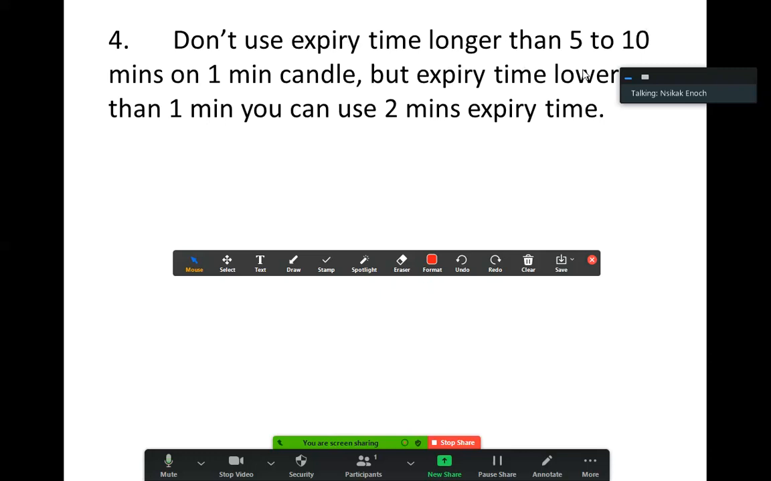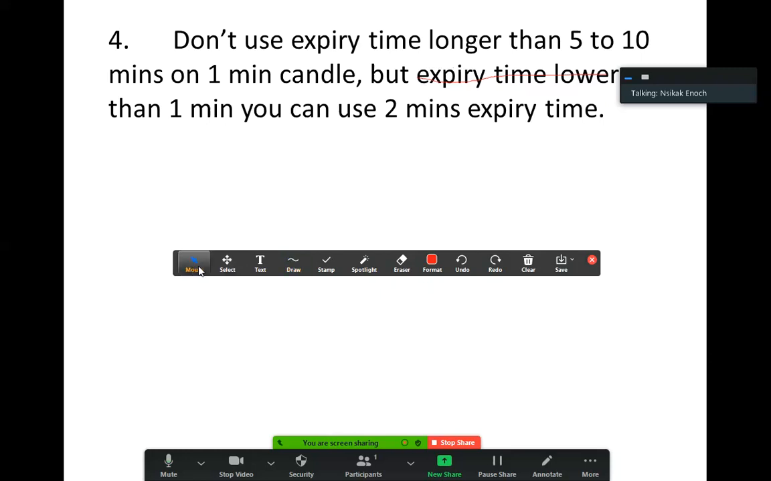But for any candle time lower than 1 minute, you can use 2 minute expiry time, or make use of 1 minute expiry time itself. I'm still making a mistake here. For me, I like the 1 minute expiry time.